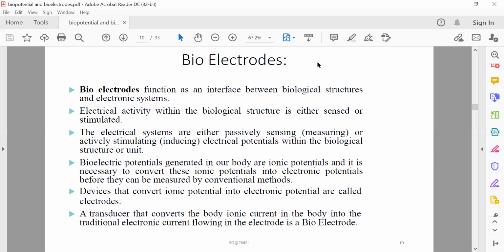This electrode carries out a transducing function, since current is carried in our body through ions, while in the electrodes and their leads it is carried by electrons. Every electrode has a transducer to change an ionic current into an electric current. So that is the basic idea about the bioelectrode.